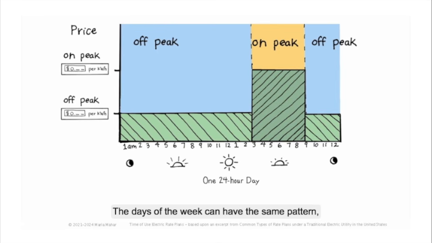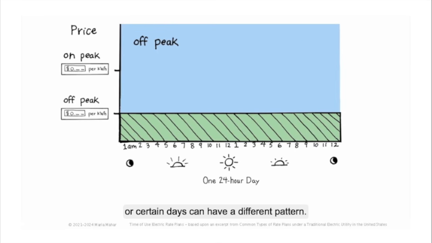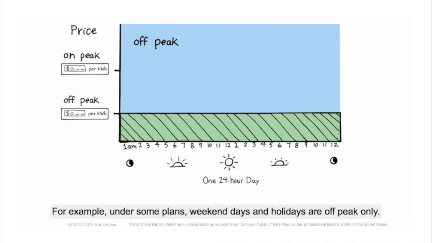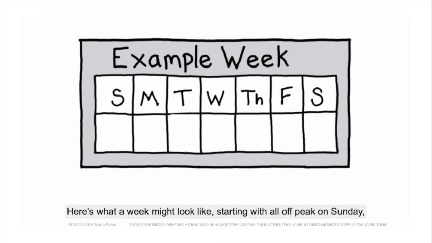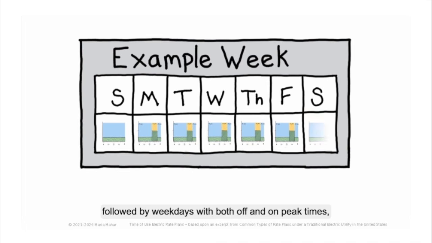The days of the week can have the same pattern, or certain days can have a different pattern. For example, under some plans, weekend days and holidays are off-peak only. Here's what a week might look like, starting with all off-peak on Sunday, followed by weekdays with both on and off-peak times, and ending on Saturday, which is all off-peak.